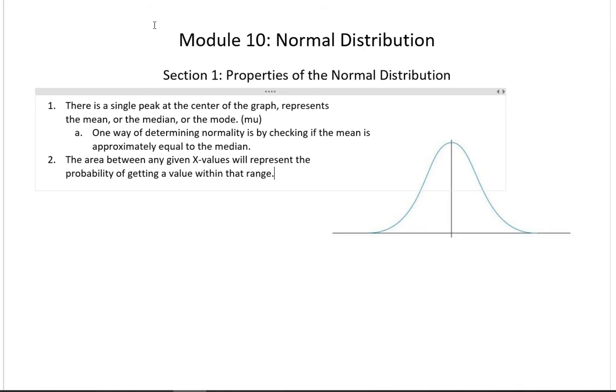So all we're going to need to try to find in this curve is the area between any two given x values, which sounds easy on paper, but it's going to be a little bit complex. And there's a couple different ways of going about it, which we'll address in the following two sections here.